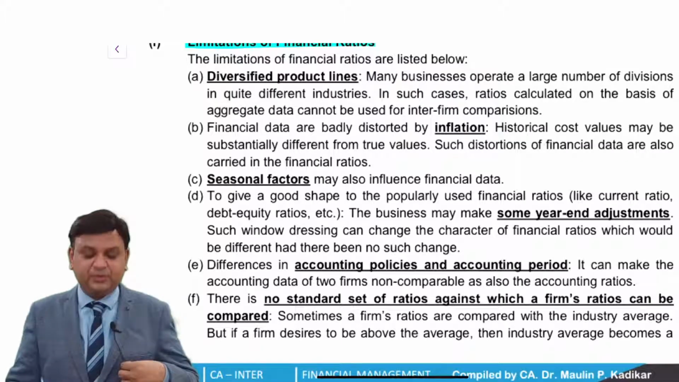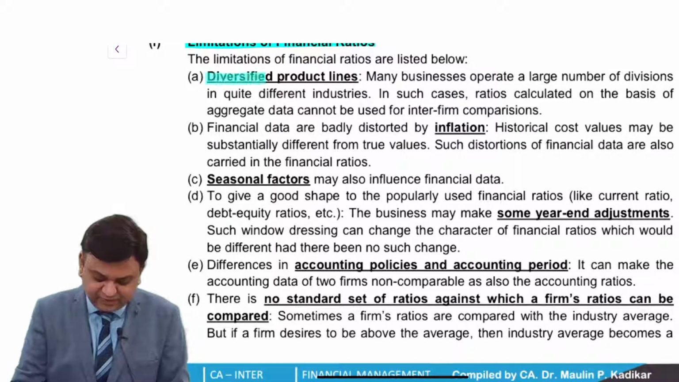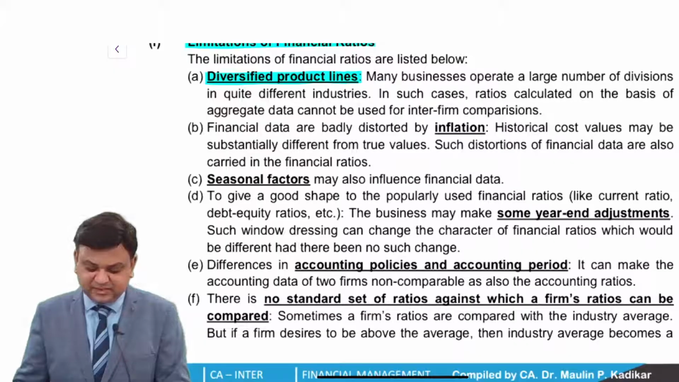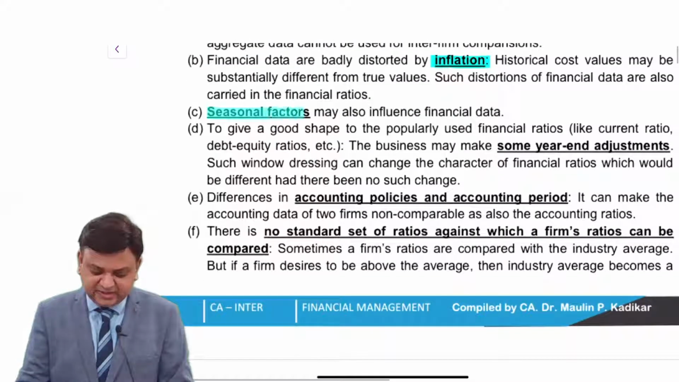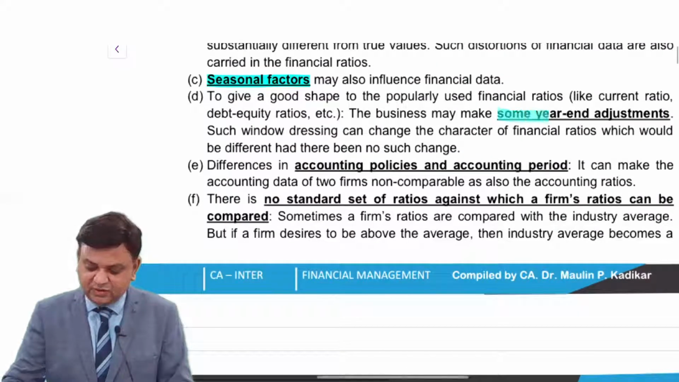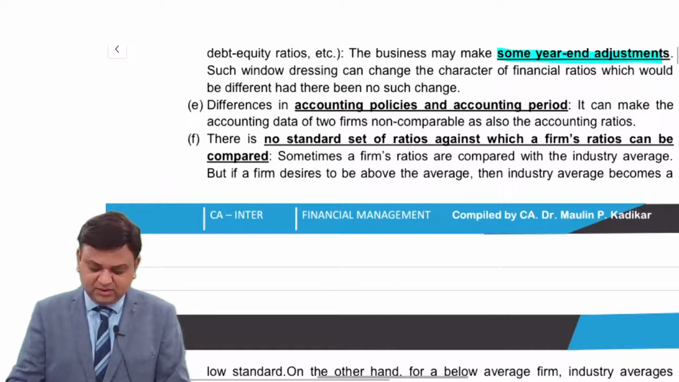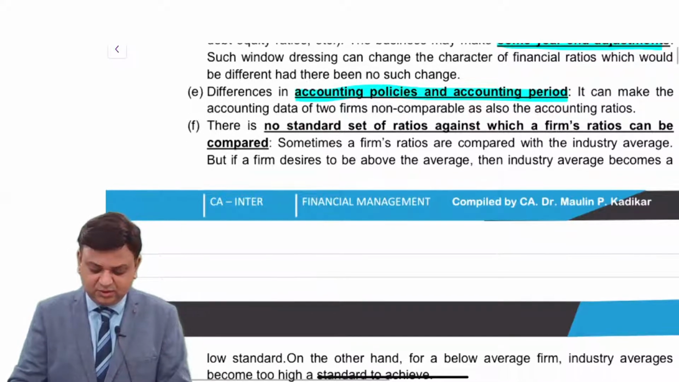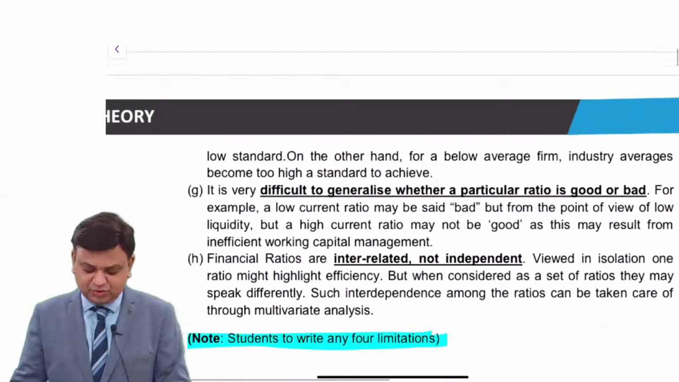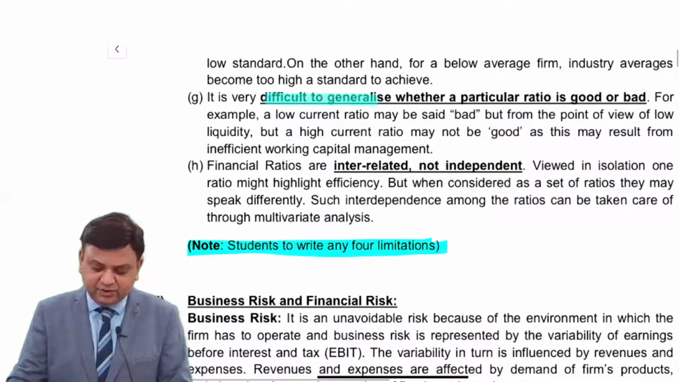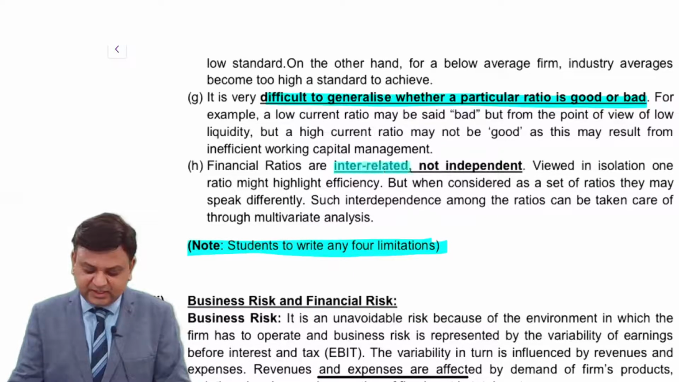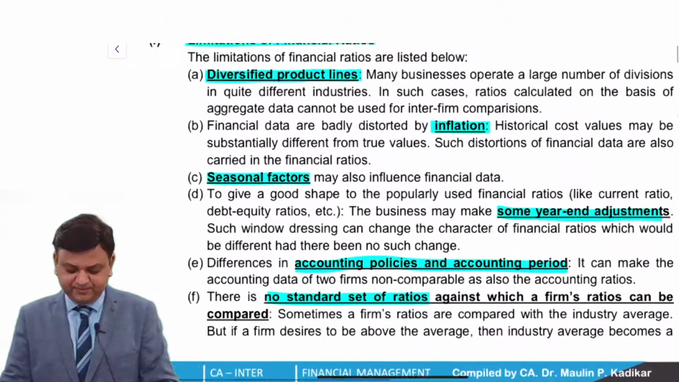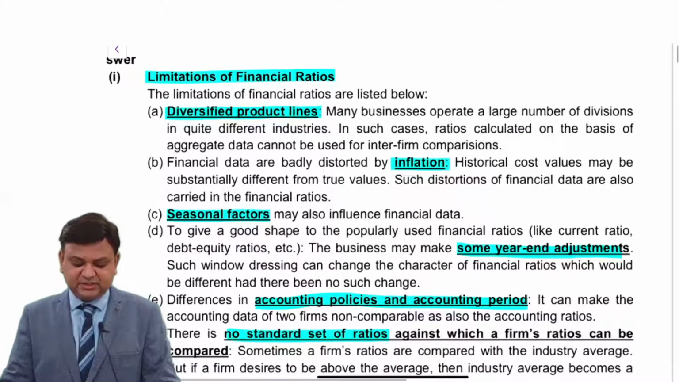So let us read the head points first of all. Diversified product lines, that is more than one business. Inflation, seasonal factors, window dressing, year-end adjustments, accounting policy and accounting period being different. No standard set of the ratios. Difficult to generalize whether a particular ratio is good or bad. Ratios are interrelated and not independent. These are the head points.